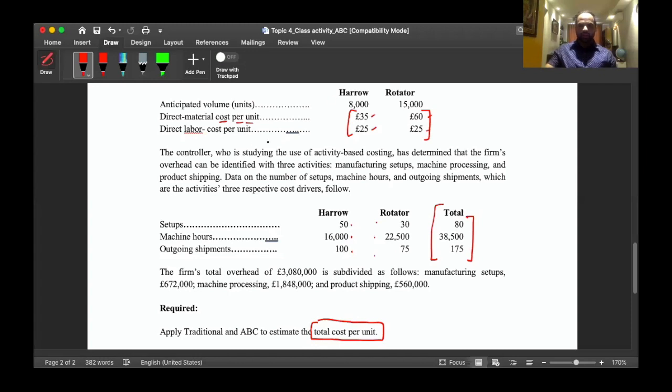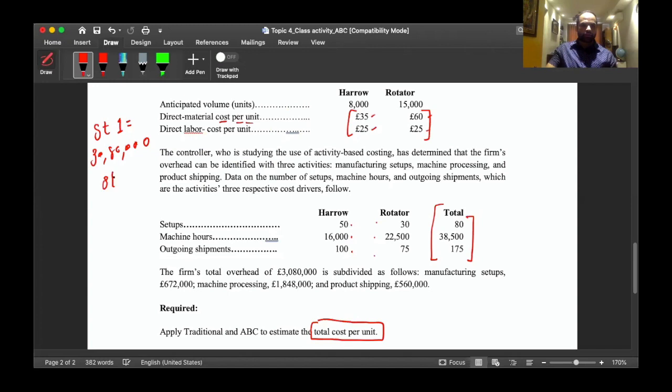Let's check the answer. So let's start with step one. So I'm writing here, step one. How much is step one? Total overheads. $3,080,000. Yes. $3,080,000.